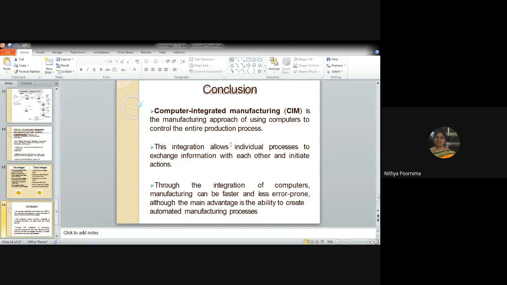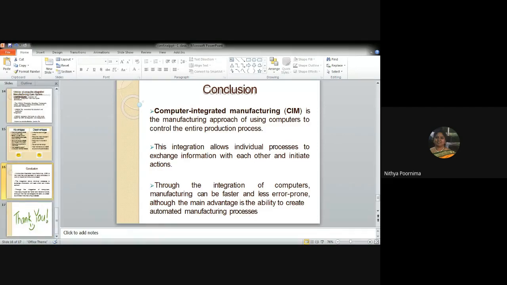Basically, we make use of the computers to control the entire process. Individual processes enable exchange of information with each other to initiate actions, right? This integration can be faster, and less error prone, as some of you have said, right? And the main advantage is the ability to create a great automated manufacturing process, right? So this is the basic introduction of your SimLab here.